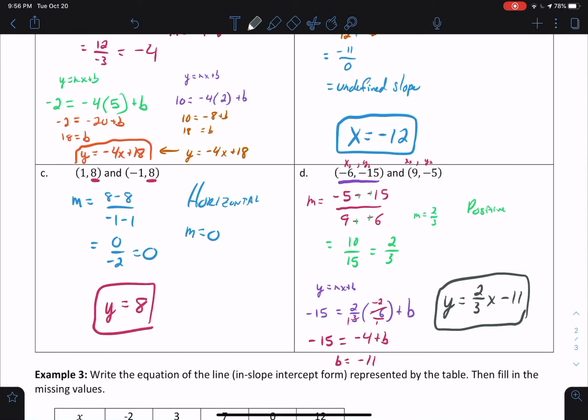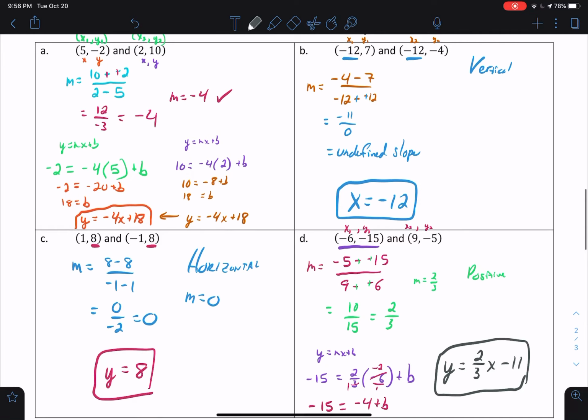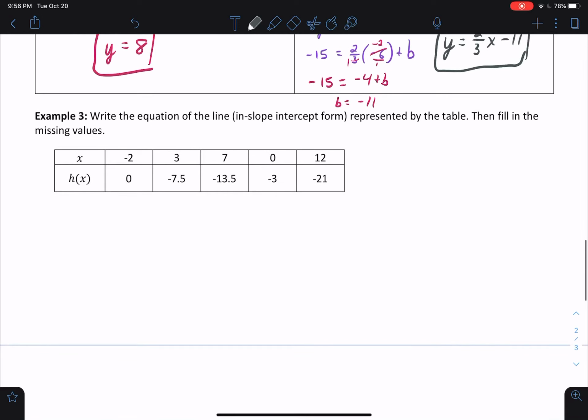Okay? All right, so that was a lot of good practice there. Okay, we're going to do one more problem in this video, and then we should be good to go. So we want to write the equation of the line in slope-intercept form, y equals mx plus b, represented in this table. Okay? Then fill in the missing values.